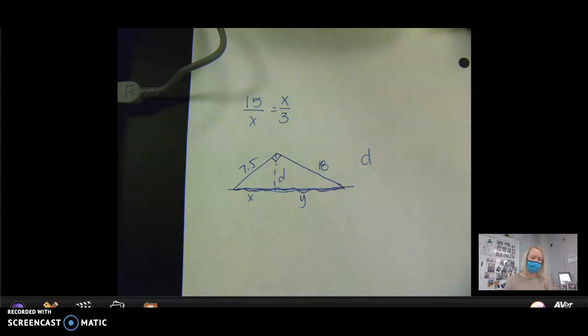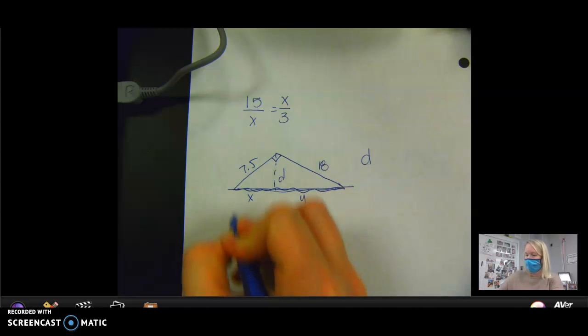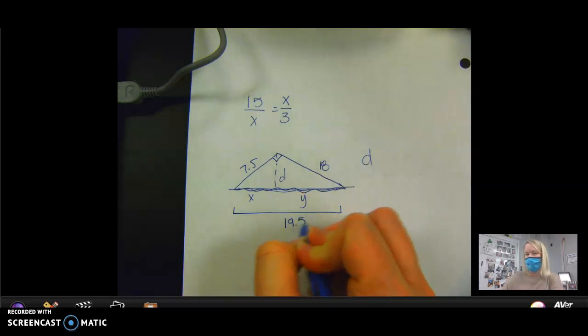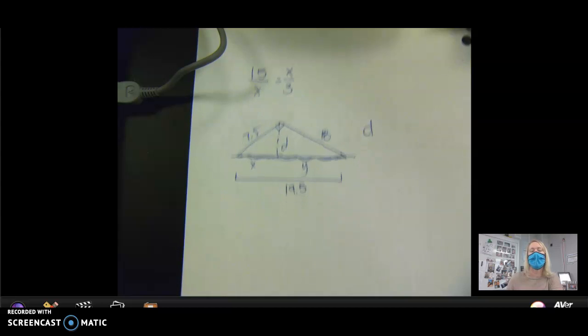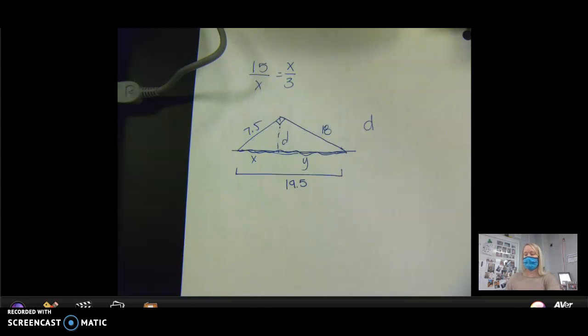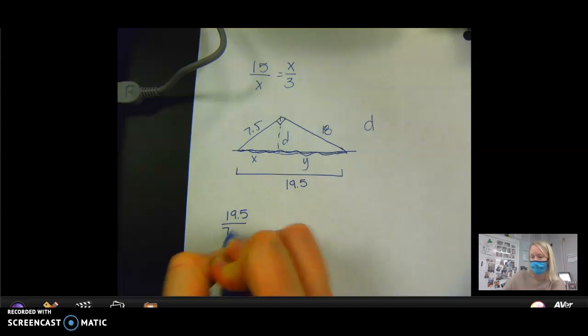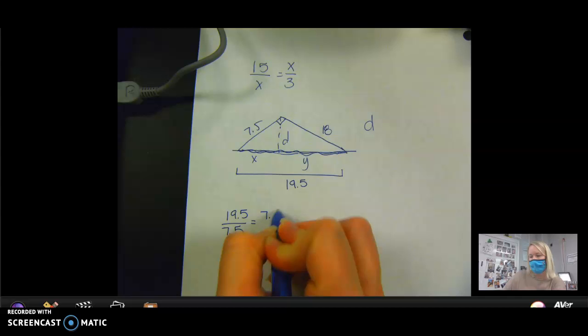I get 380.25, and then I'm going to square root that answer, and I get that the whole distance is 19.5. Okay? So then I'm going to use that to find x and find y. So I do 19.5 over 7.5 equals 7.5 over x.